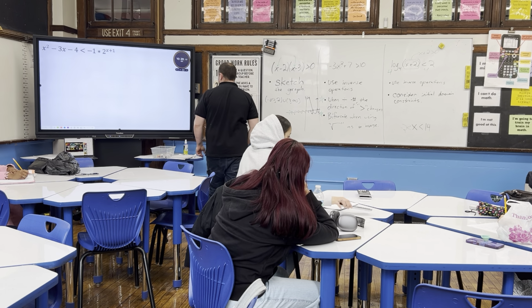Go ahead and grab your calculator, and you're going to graph 2 equations at the same time. The first equation is y equals x squared minus 3x minus 4. That can be your y sub 1 equation. Your y sub 2 equation should be negative 1 times 2 to the power of x plus 1. You're going to graph both of these equations at the same time, hit enter, hit graph, and you're going to graph them together. Okay? Call me over when you've done it. We can make sure we're all on the same page.